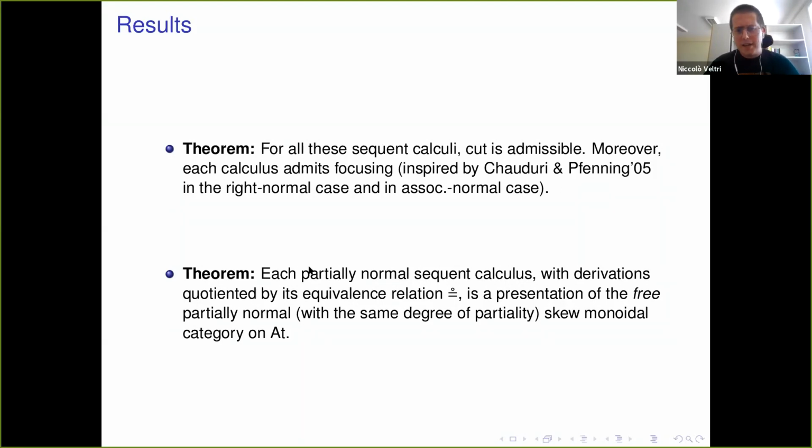And finally, each partially normal sequent calculus, when the derivations are quotiented by the appropriate equivalence relation, is a presentation of the free partially normal skew monoidal category on A T, when of course the degree of normality has to agree between the sequent calculus and the free partially normal skew monoidal category. So again, we get a very concrete presentation of the free partially normal skew monoidal category using the focused calculus, which we can also use for solving the coherence problem.